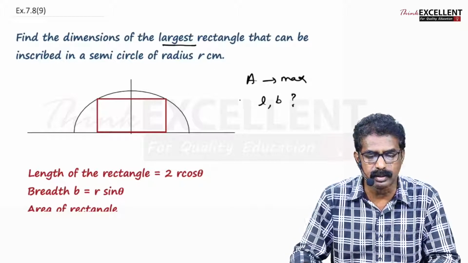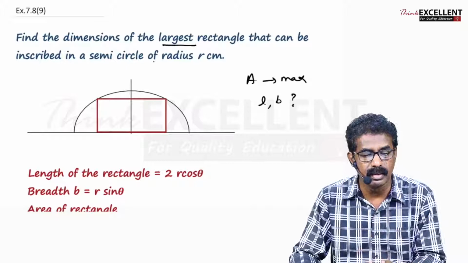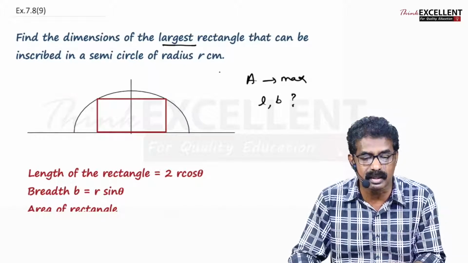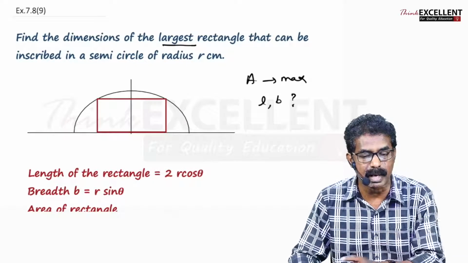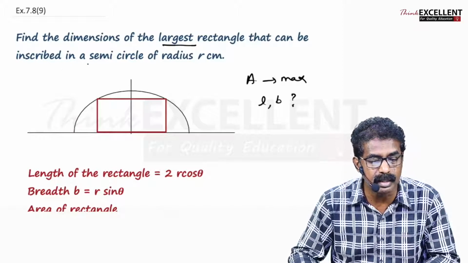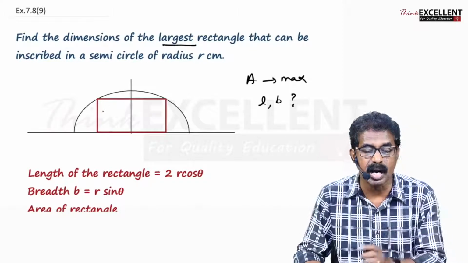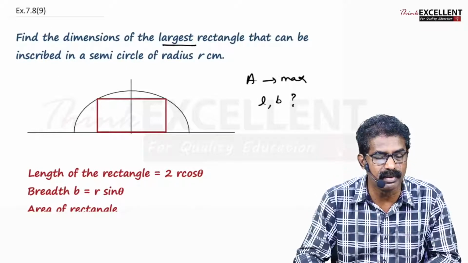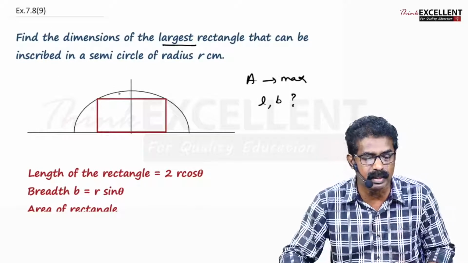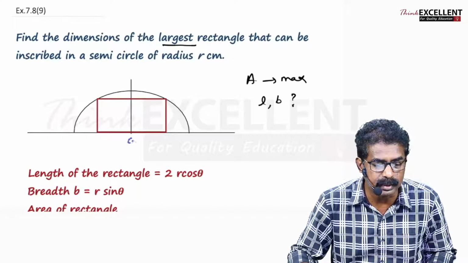Find the dimensions. You have to find length and breadth of the largest rectangle. Largest rectangle means the area must be maximum. That can be inscribed in a semicircle, not the full circle. Semicircle of radius r centimeter. Please listen very carefully. Already we did a sum of this type, so it will be very, very easy for you. The center I am taking it as O.